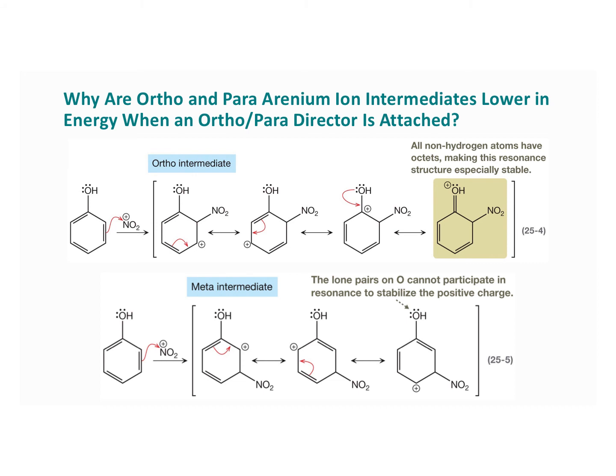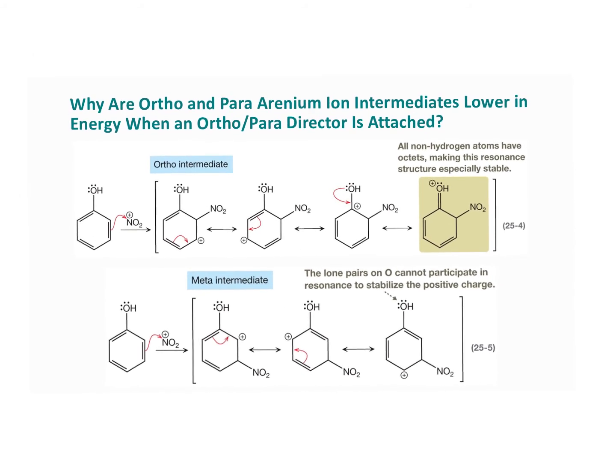So, we've encountered two kinds of ortho-para directors: groups attached by an atom having at least one lone pair of electrons, or alkyl groups. And so those are the two we see. When either of these groups is attached to a benzene, we know that the ortho and para arenium ion intermediates are lower in energy than the meta intermediates.